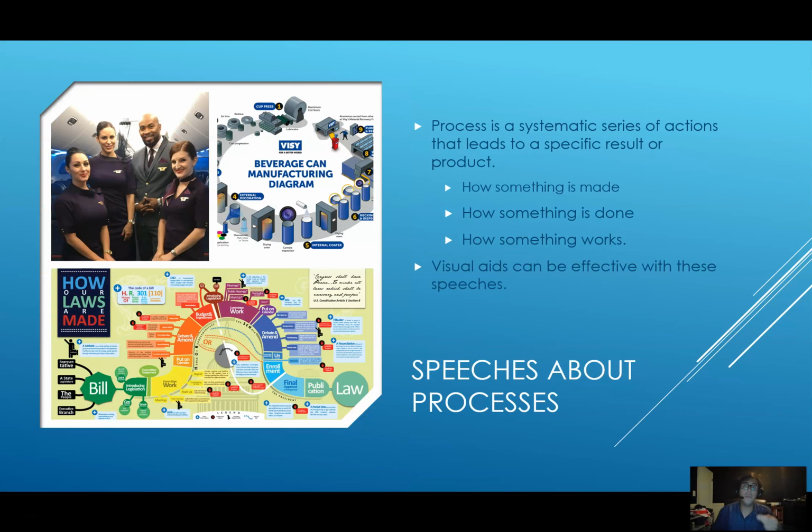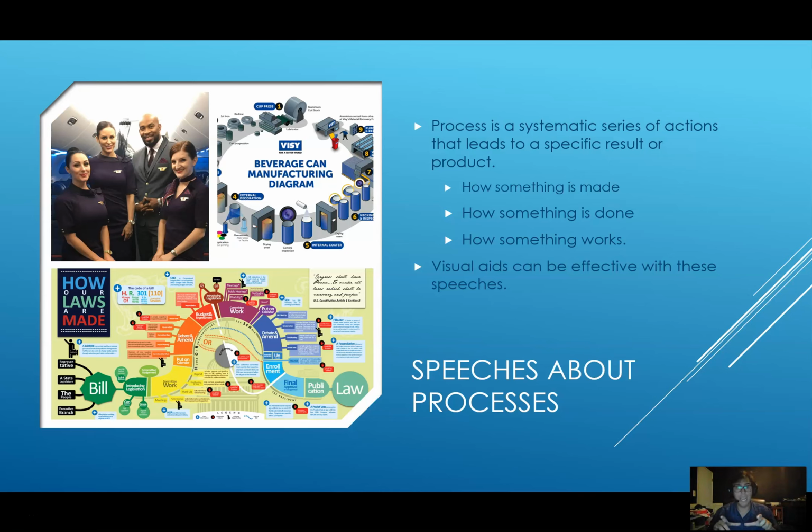We also have speeches about processes. Speeches about processes is about a systematic series of actions that leads to a specific result or a product. So it can be how something is made, how something is done, or how something works.